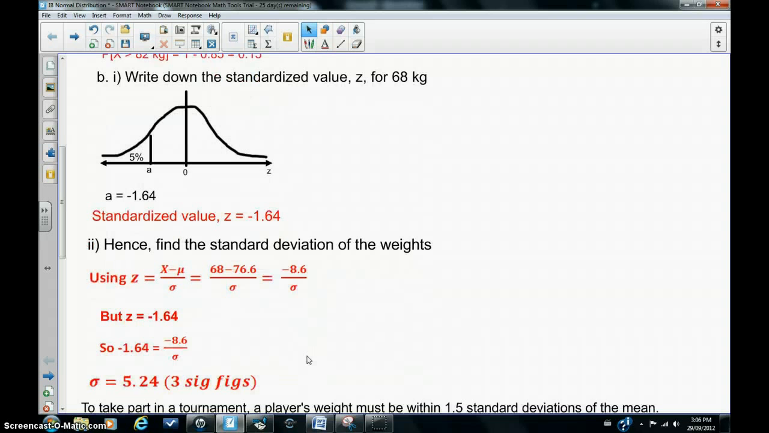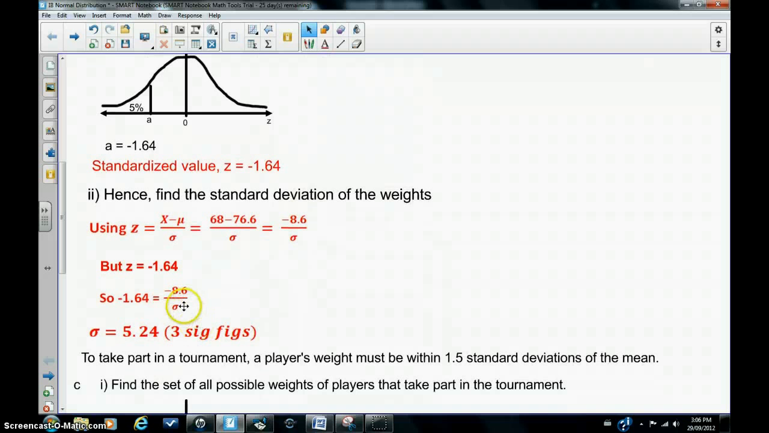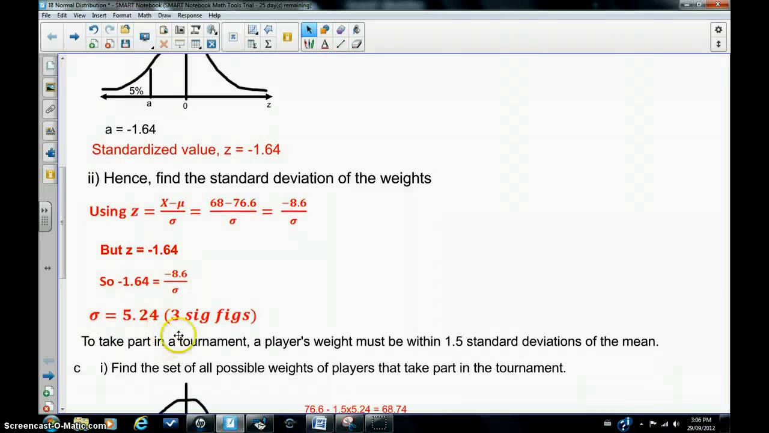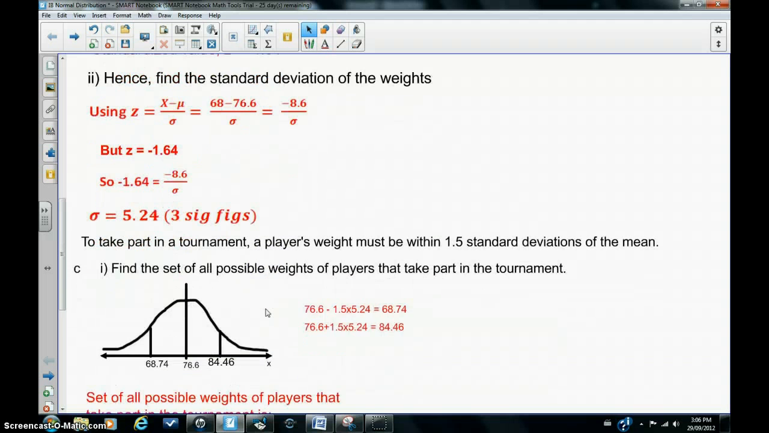So we'll do that next. There it is, minus 1.64 equals minus 8.6 over sigma, and it's quite easy now to find sigma from that by cross multiplying, and we get 5.24 to 3 significant figures. So we know the standard deviation of the weights. So let's go to the next part of the question.